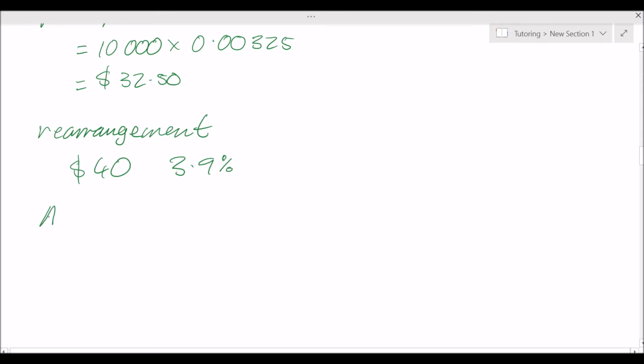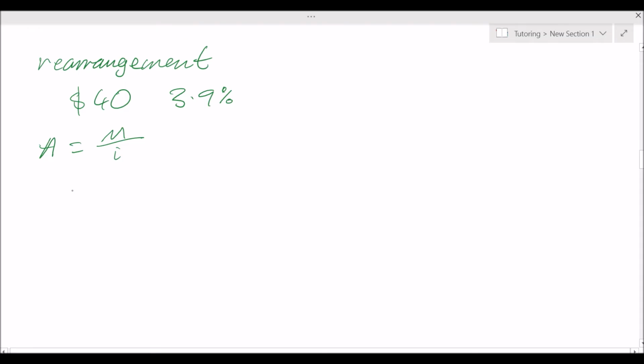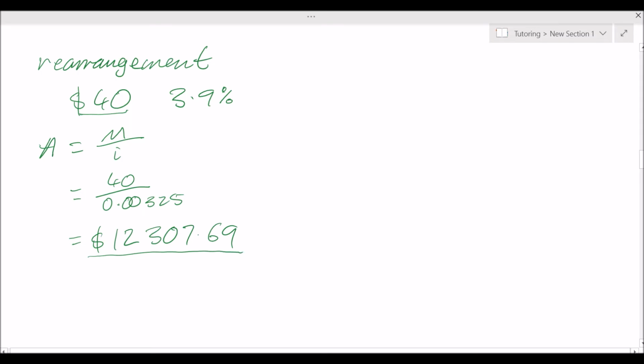So it's going to be A equals M divided by, so I've just rearranged that formula from before. Okay, so that's going to be $40 divided by 0.00325. And that means I have to start with $12,307.69. Okay, so if I want $40, I need to start with this amount of money. And in this arrangement, if I'm just withdrawing the interest that's accrued every month, then my balance never goes down, which is not a bad deal.